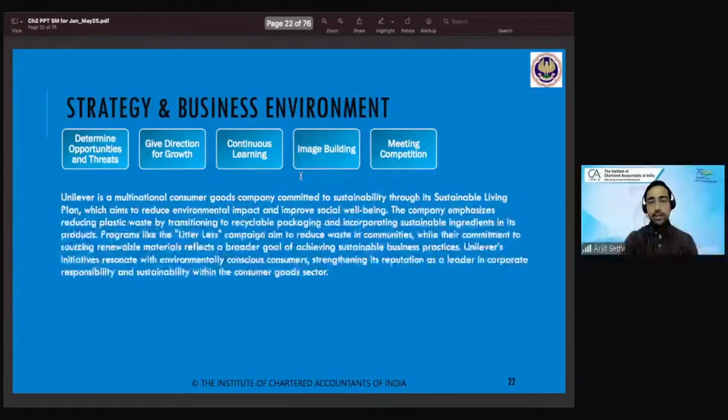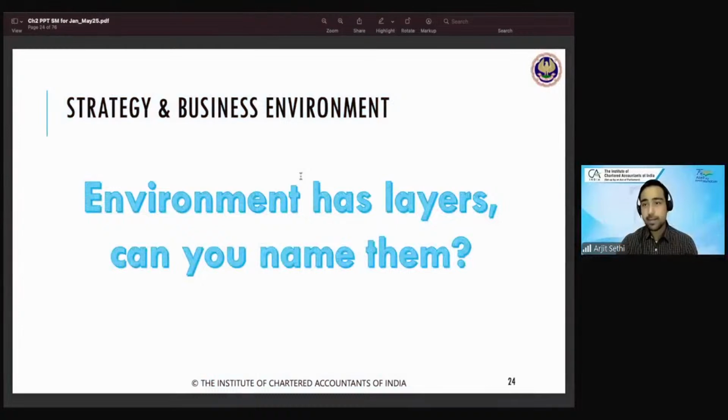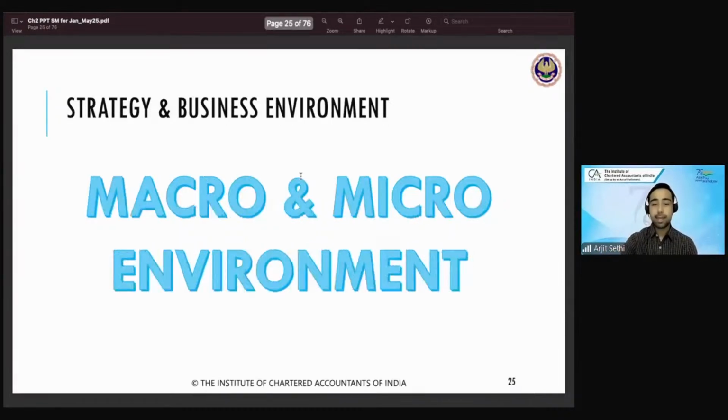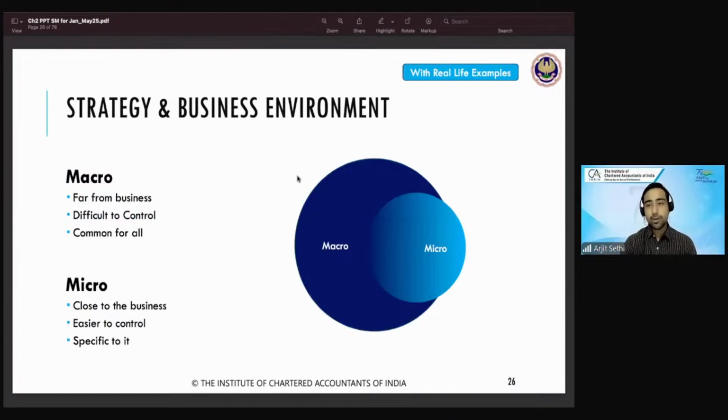Then we studied each of these with an example. You can refer to that when I upload the PPT today after the class. Then the question was, environment has layers. Can you name them? There were two layers, which were macro and micro. This chapter was talking about the macro. Macro means far from business, difficult to control, and common for all industries, all businesses, irrespective. It has to be common for all. It cannot be specific. If it is specific, then it is a micro environment.